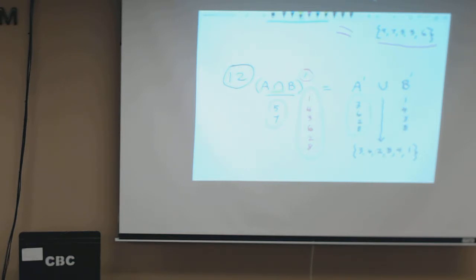What's the complement of B? Put your finger on B, and what's left? 1, 4, 3, 8. What's the union of those two? Everything that's in there. 3, 6, 2, 8, 4, 1. Do those two match? 3, 6, 2, 8, 4, 1. Sure enough.